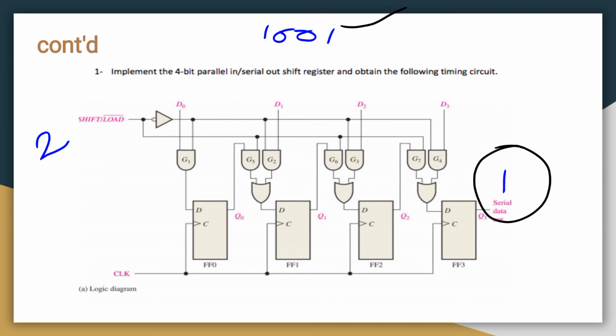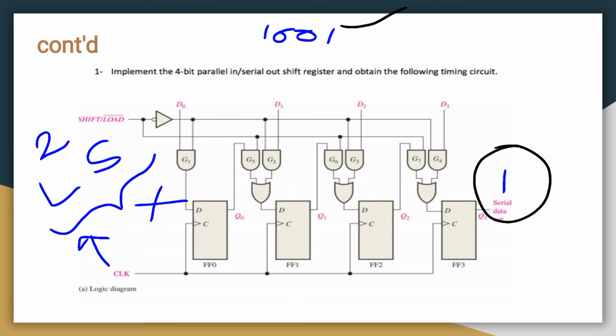Okay, so this is the one cycle it is going to operate. That means for load it will take clock, for shift it will not take clock. So if there is no clock, that D flip-flop will not give you the output. If there is a clock, then it will give the output. So this is the main point.